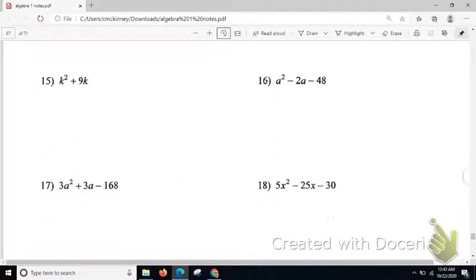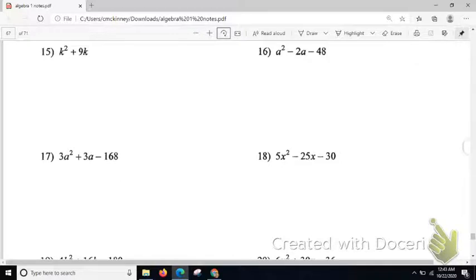So let's head down here a little bit. You see, whoa, there's some big numbers. So first off, number 15 is a much easier problem than it kind of throws people off. It has 2 parts, but it is not a difference of squares. First off, 9k, that's not a square. And secondly, it's not a difference. It doesn't have a minus in the middle.